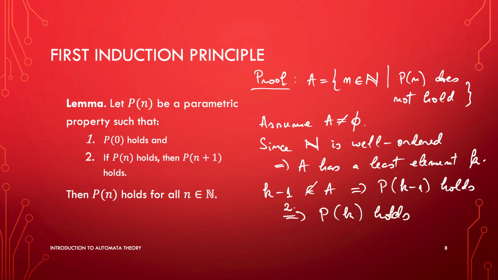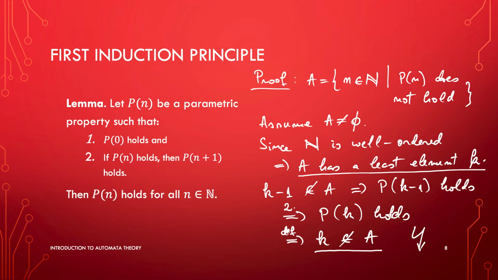But if P of k holds, then by the definition of A, it means that k doesn't belong to A. And so we got a contradiction. On one hand, we have that k doesn't belong to A, but on the other hand, k is supposed to be an element of A, so that's a contradiction. And I'm going to usually show contradictions using this kind of broken arrow.